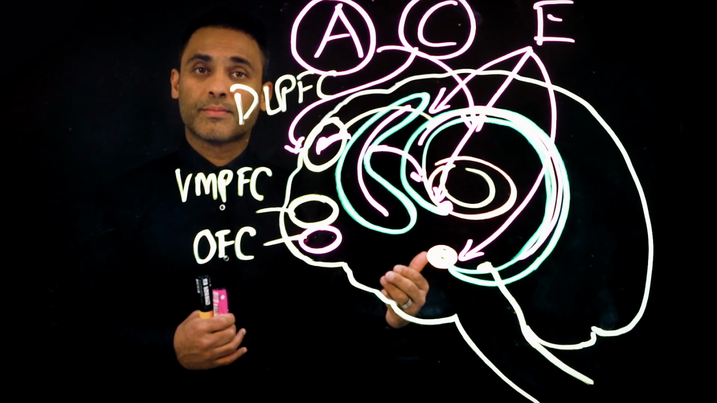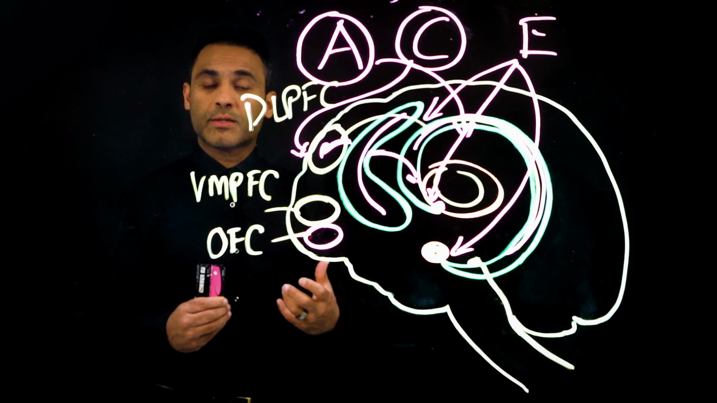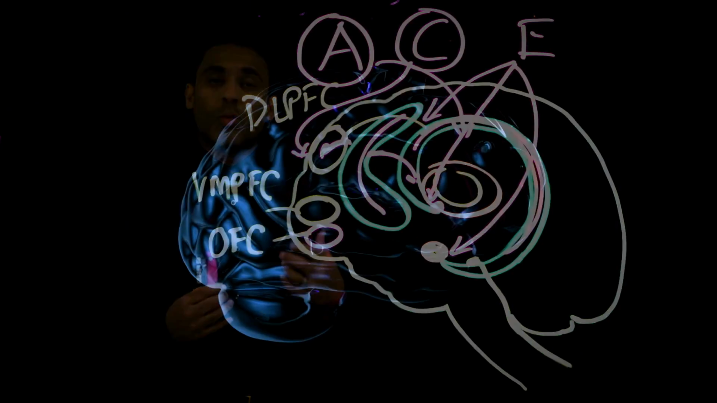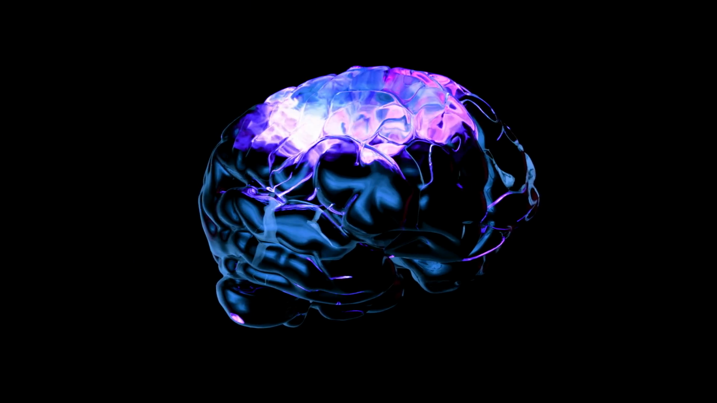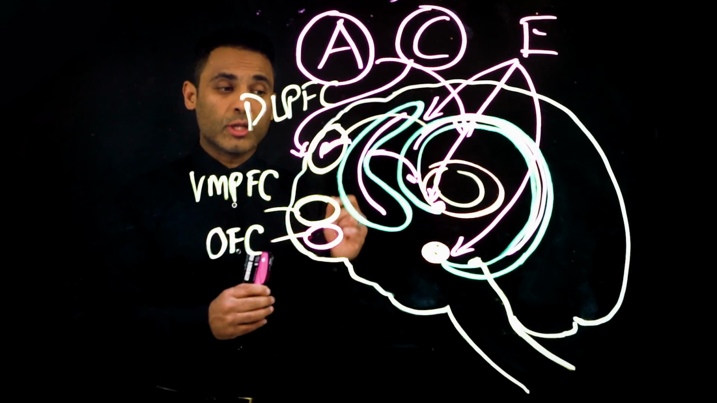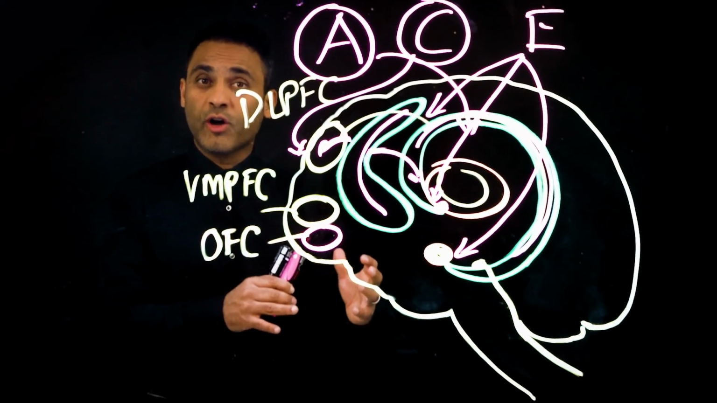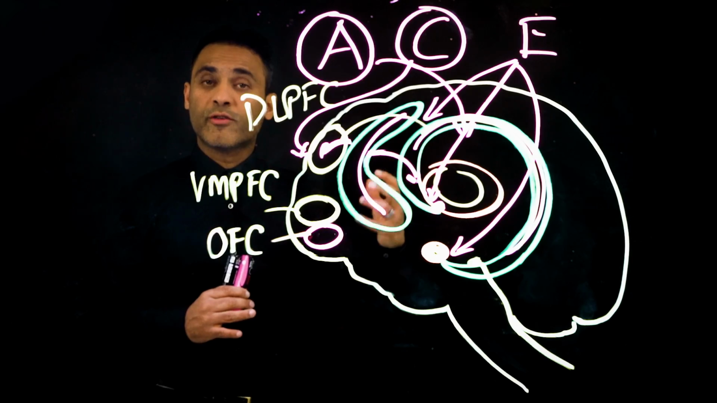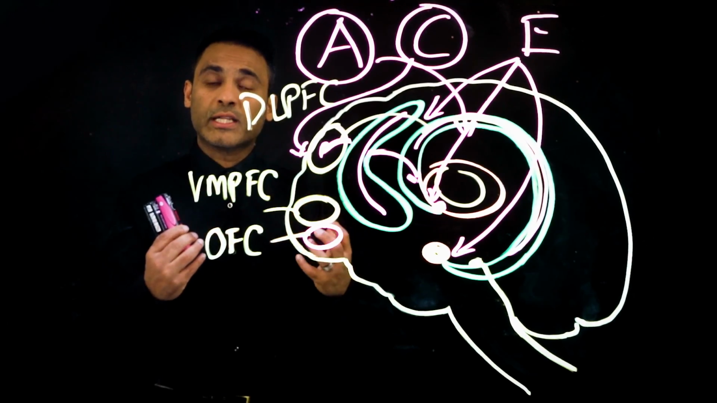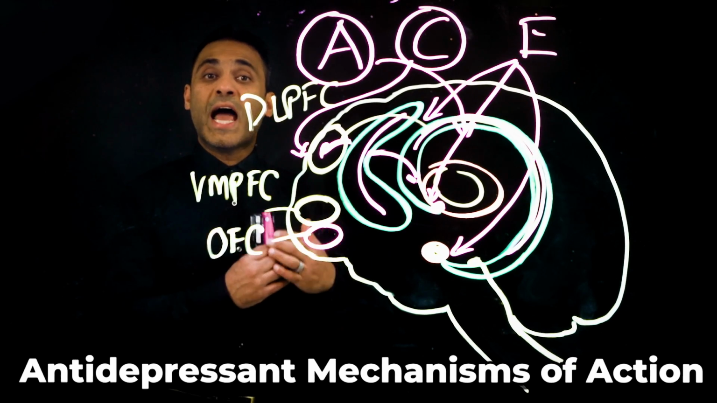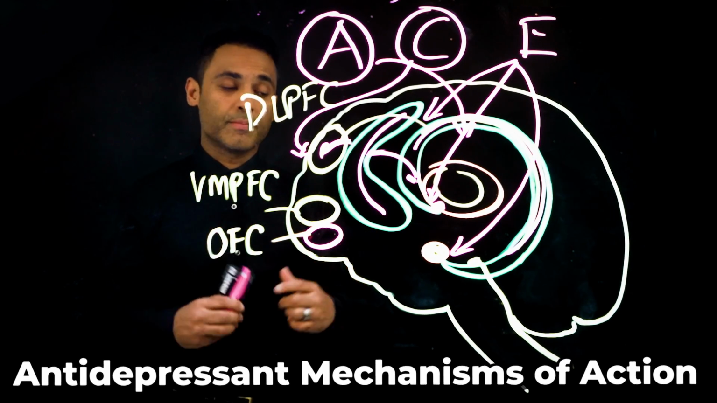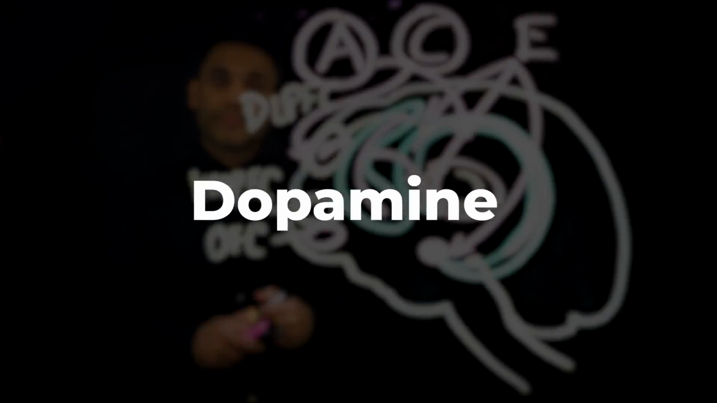Now, when we think about treatment and antidepressants, we know that antidepressants work through certain mechanisms that involve neurotransmitters. So let's look at the key neurotransmitters involved. There are, of course, a number of neuro hypotheses, but let's look at the key neurotransmitters so that we can apply this to antidepressant mechanisms of action. So the first neurotransmitter, dopamine.